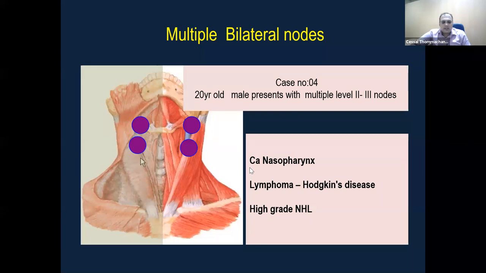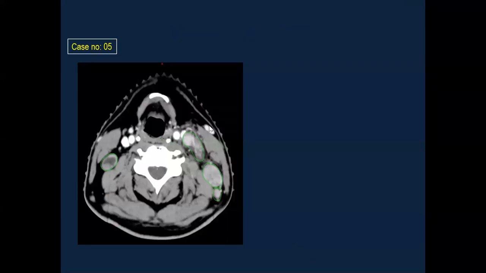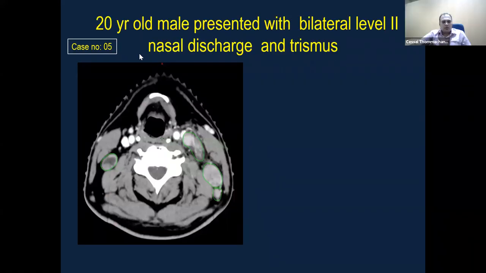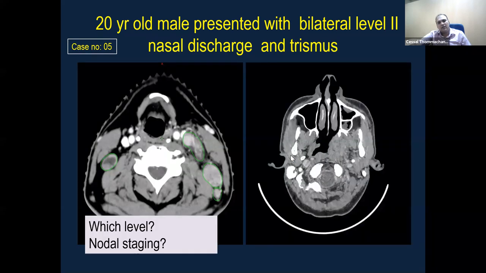If a patient is having nasopharyngeal symptoms, then you have to do a nasal endoscopy and a biopsy. If a patient is suspected to have Hodgkin's disease, then you have to do an excision biopsy. So this is how you need to investigate that patient. So this was a case, a 20-year-old male, presented with bilateral nodes, and the patient is having nasal discharge. Also, the patient is having difficulty in opening the mouth.